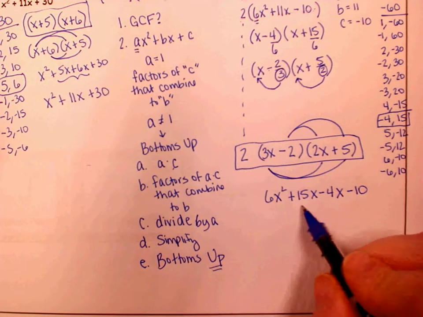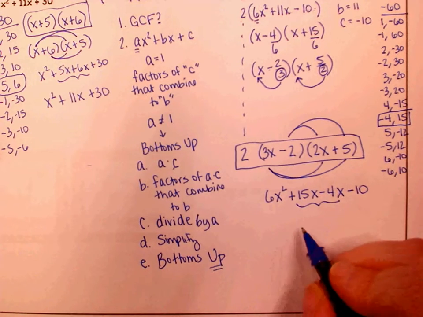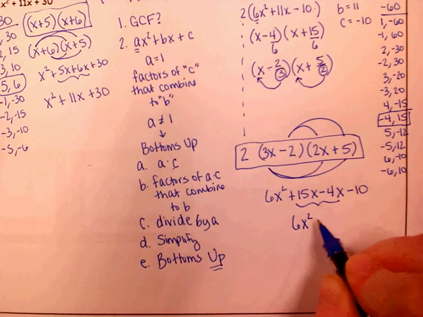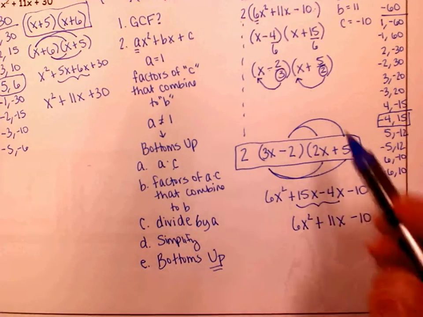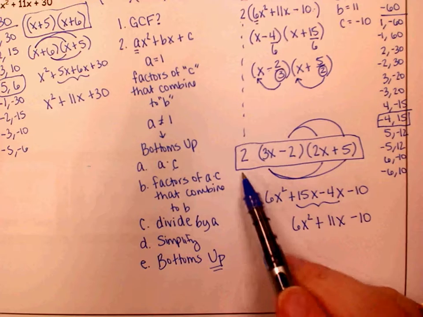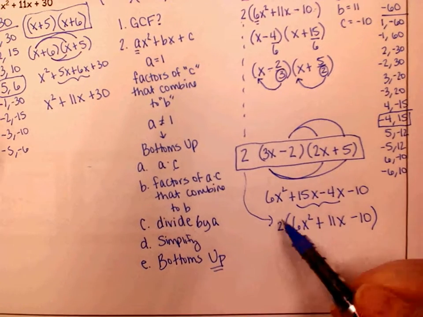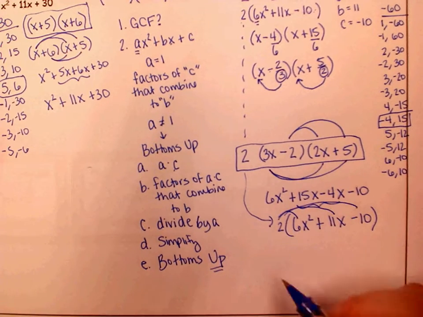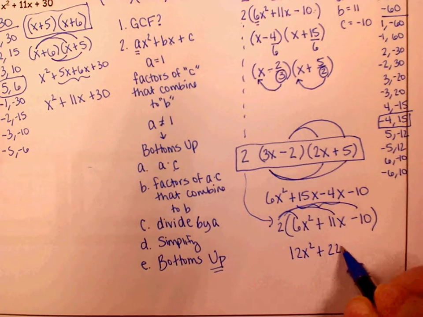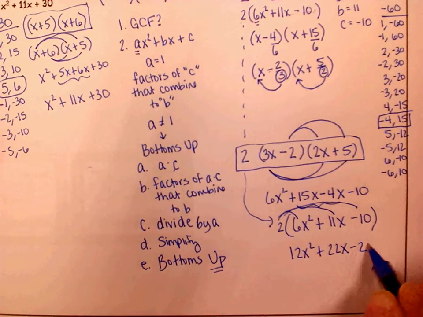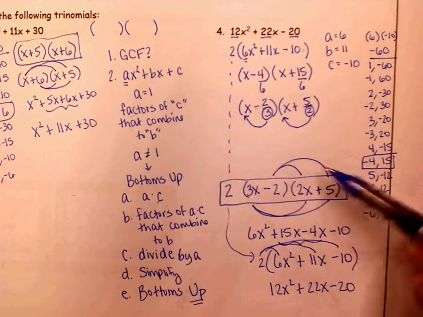I can combine my like terms, the ones that have an x, 15 and negative 4 is a positive 11. So I have 6x squared plus 11x minus 10. Now that's not what I started off with, but remember this GCF has to be multiplied by all of those terms as well. So now when I distribute that 2 times all terms, I get 12x squared. 2 times 11 is 22, plus 22x. 2 times negative 10 is negative 20. And that is what I began with as my problem. So I know my factored answer is correct.